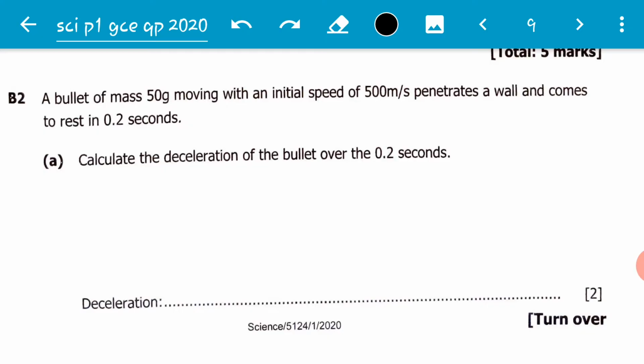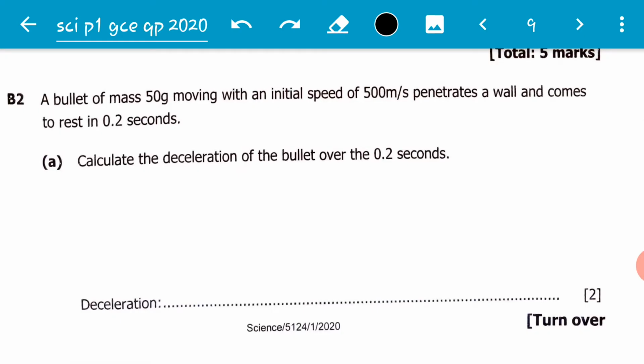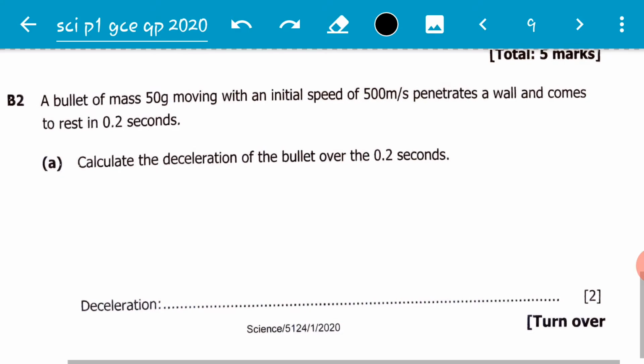A bullet of mass 50 grams moving with an initial speed of 500 meters per second penetrates a wall and comes to rest in 0.2 seconds. A. Calculate the deceleration of the bullet over the 0.2 seconds.